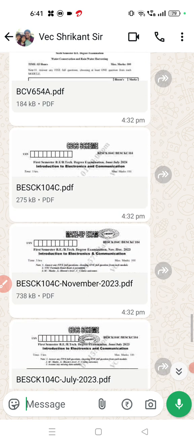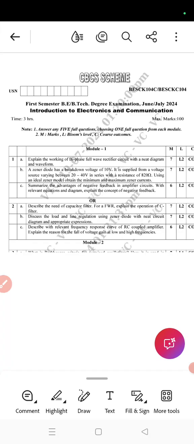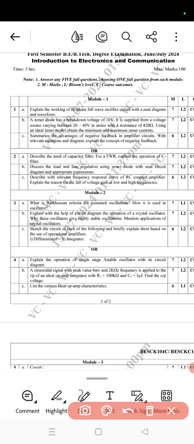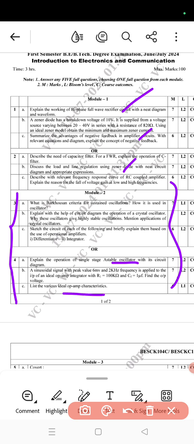I will go for 2024. You can see now, whatever questions I told now, the same set will be there. Full wave rectifier, negative feedback amplifier. With respect to Zener diode, load and line regulations will be there. Then third and fourth: single stage astable, ideal op-amp characteristics, then differentiator, integrator. On oscillations, we'll be having many questions.